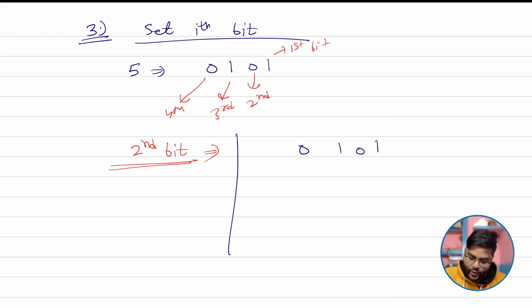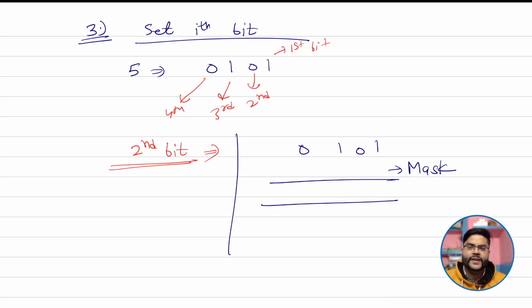I want to create a mask. I don't know what that mask will be, but I will find out. Now I will use some operator. It can be bitwise OR or it can be AND, left shift, right shift, whatever. I want to create a mask, and I want to set this. This is my second bit, and I want to set it.